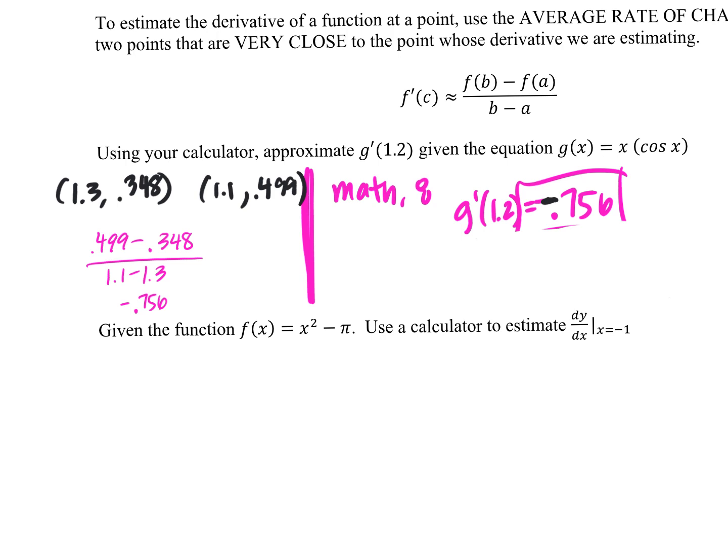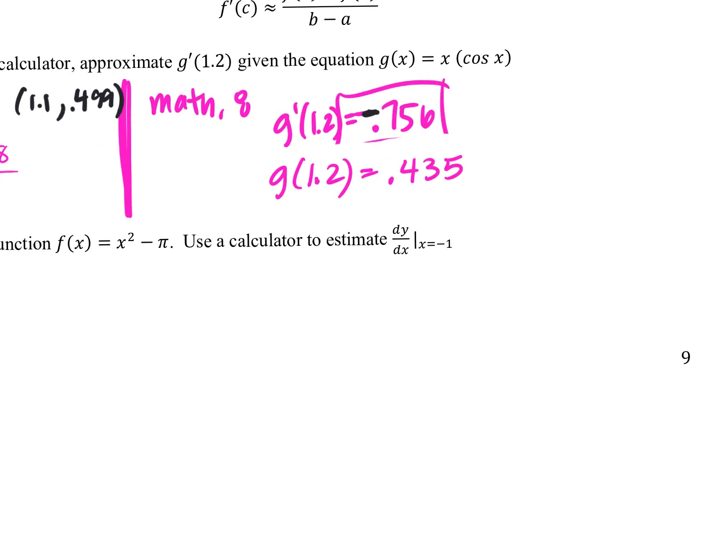Let's go find g of 1.2. Let's find that y value. If I plug 1.2 into my function, I'm just going to go to my home screen: 1.2 cosine of 1.2. Anyone get 0.435? Okay. So what would be the point slope form of that? I'm going to remind you off to the side. Point slope form was y minus y1 equals m times x minus x1.